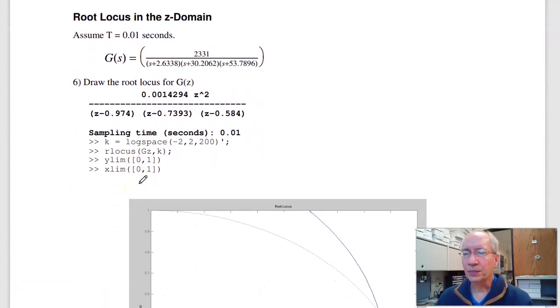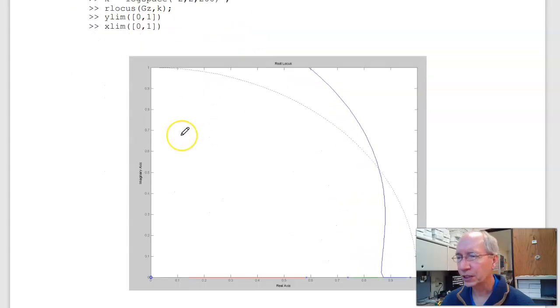Problem number 6. Given the last problem, when the sampling rate is 0.01, find the feedback gain k that gives you no overshoot for a step response. So the first step is draw the root locus plot. So I've got 2 zeros at the origin, 3 poles, draw the root locus. Here's what she looks like.